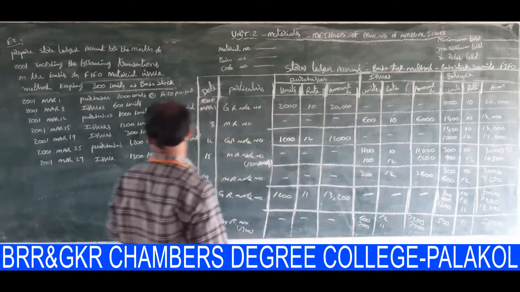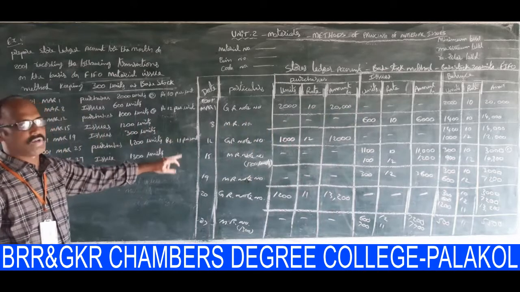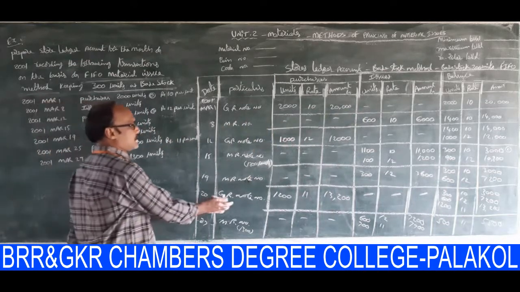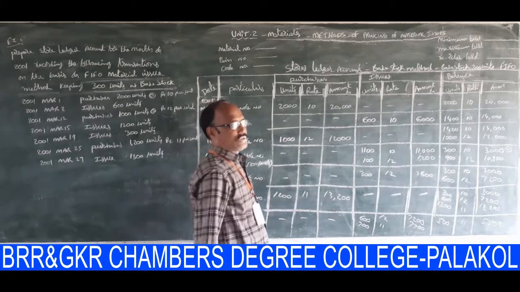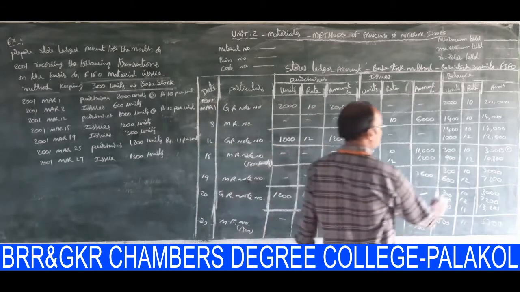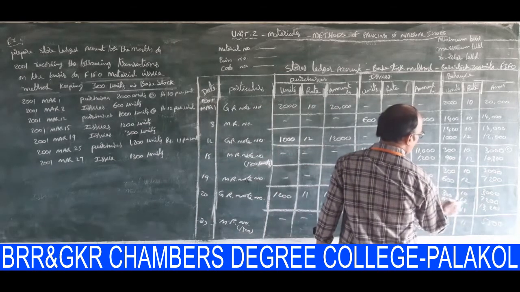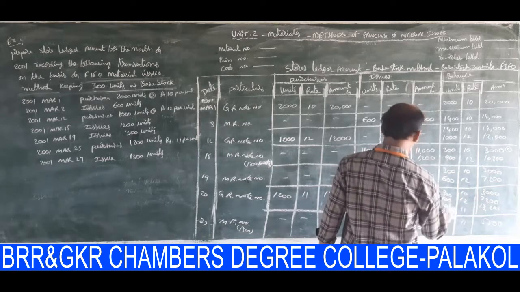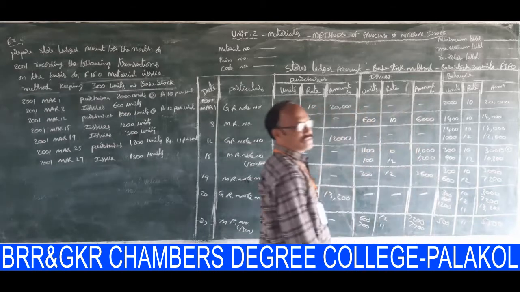7,200. Next one, March 20th. Purchases 1,200 units at the rate of 11 per unit. GR note number, 1,200 units at the rate of 11 rupees per unit, 13,200. Right? 300 units at 10 rupees, 3,000. 600 units at 12 rupees, 7,200. Next one, 1,200 at 11 rupees, 13,200.